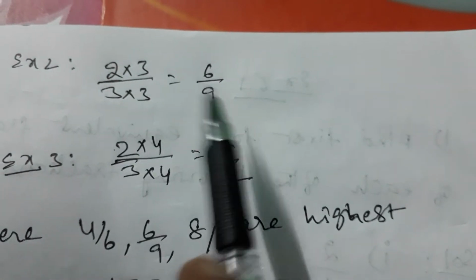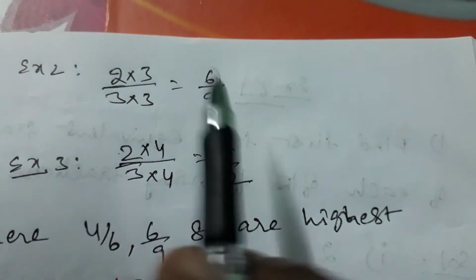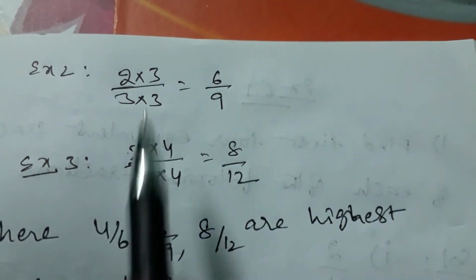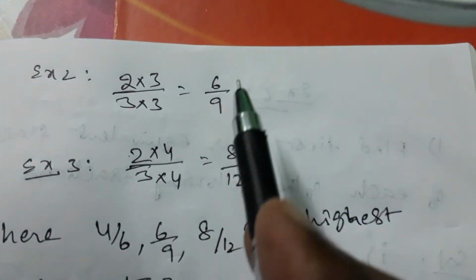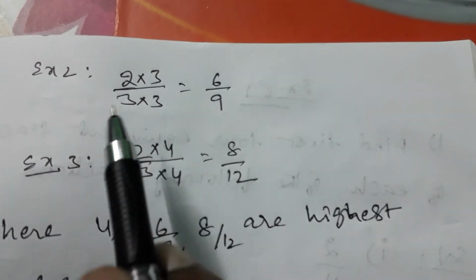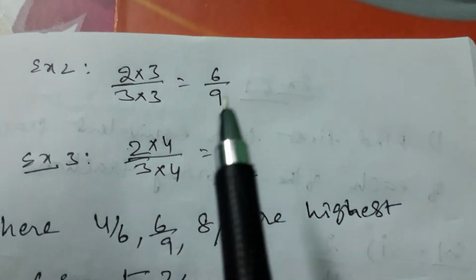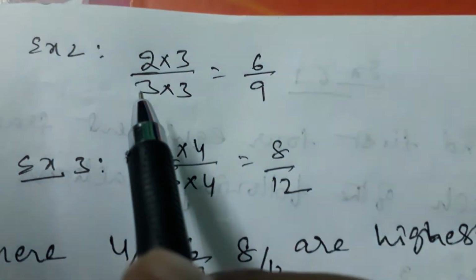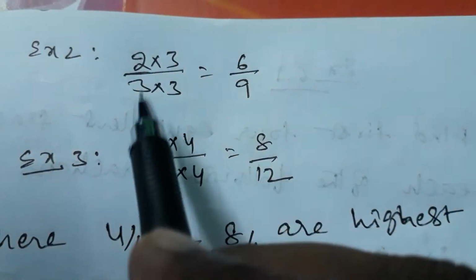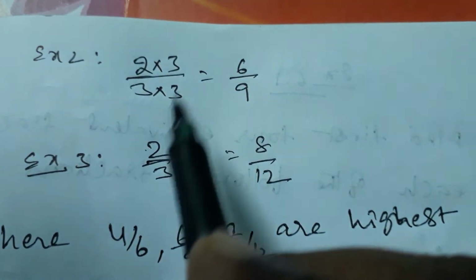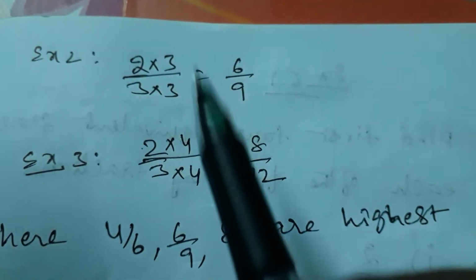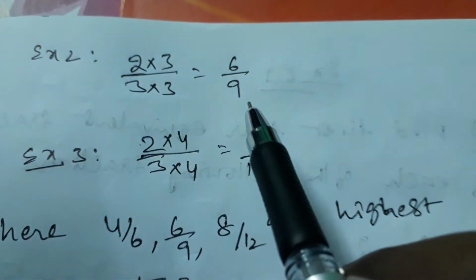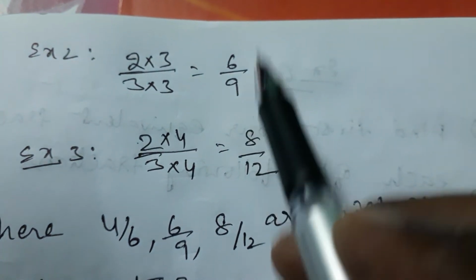In value they are equal, but the appearance is different. Numerators are different, denominators are different, but values are the same. 2 by 3 equals 6 by 9. Both are equivalent fractions. How do they become equivalent fractions? Look here, take 2 by 3. Multiply the numerator and denominator with the same number, then you will get a new fraction. 2 3s are 6, 3 3s are 9.